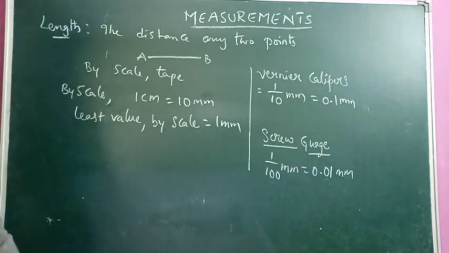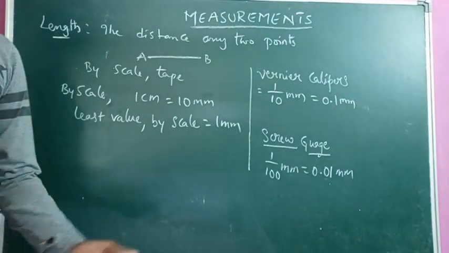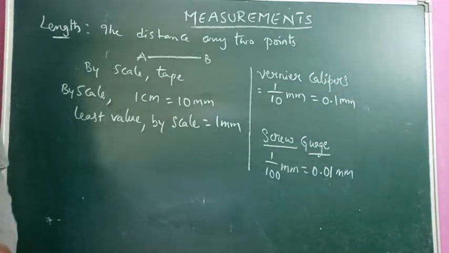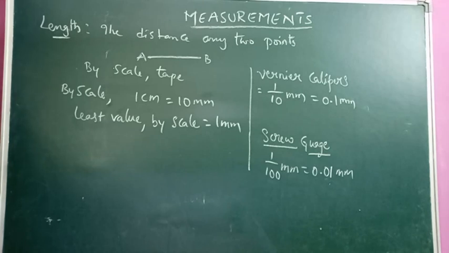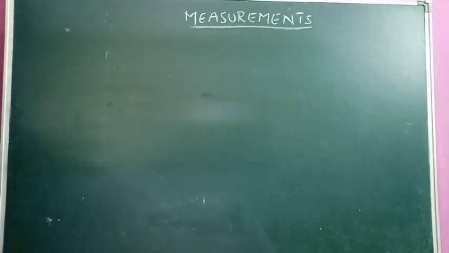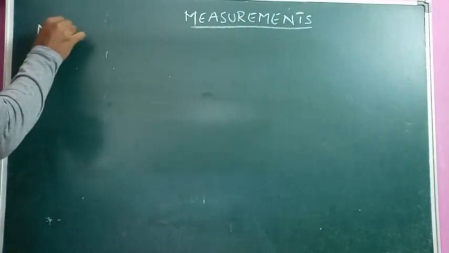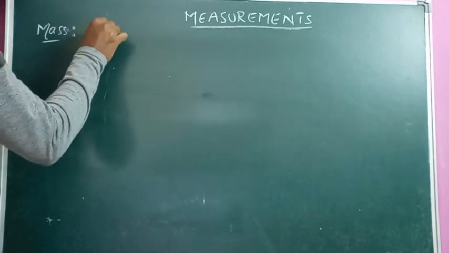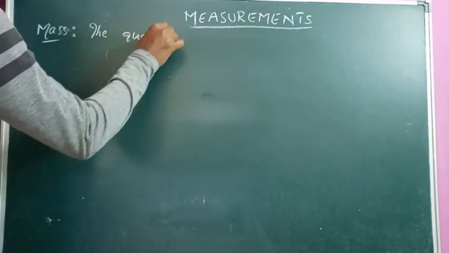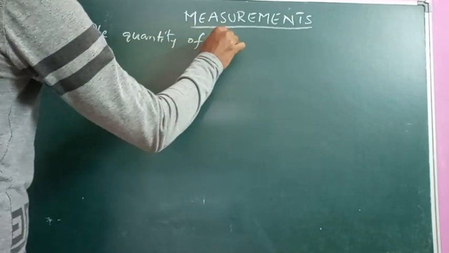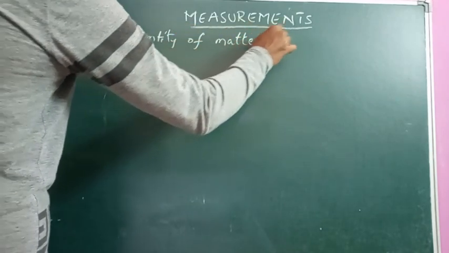We can discuss vernier calipers and screw gauge in our next class, that means in 7th class. Okay. Next one is about measurement of mass. Mass is nothing but the quantity of matter contained in a body.